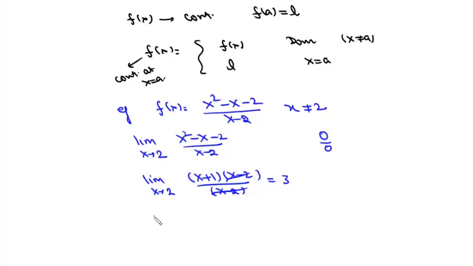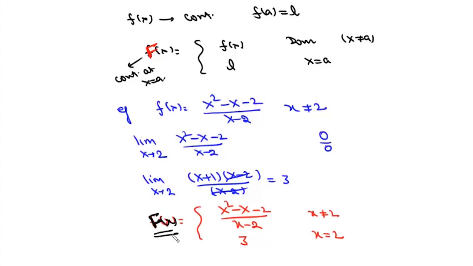Now we can make this function continuous by defining it as x square minus x minus 2 upon x minus 2 when x is unequal to 2, and we'll take it as 3 when x is equal to 2. And this function, say capital F(x), is called the continuous extension of this function f(x).